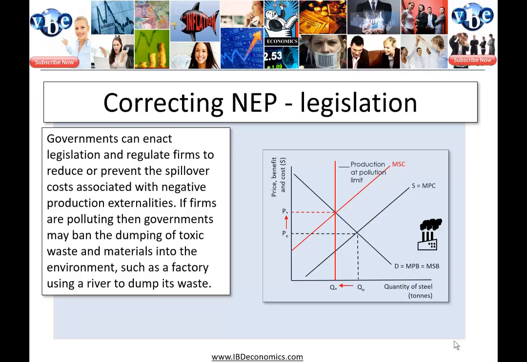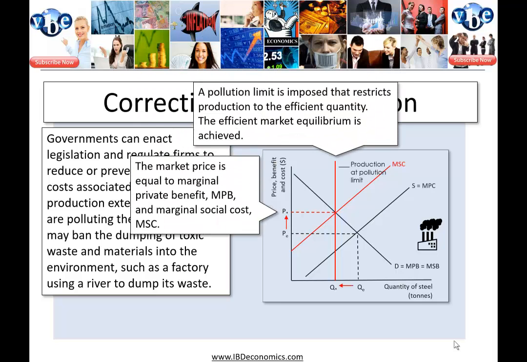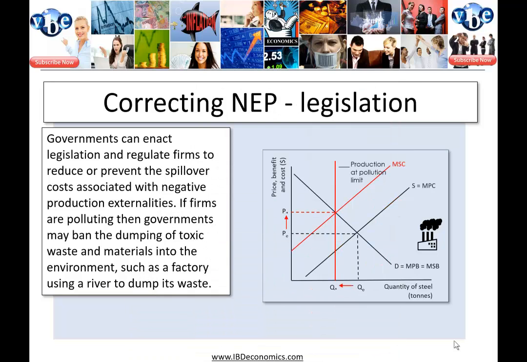We can also have a production limit, production at a pollution limit. The pollution limit is imposed to restrict production to the efficient quantity. The efficient market equilibrium is achieved. The market price is equal to marginal private benefit, MPB, and marginal social cost, the MSC. So production limits will raise the cost to firms, the price will increase, and the quantity will decrease.